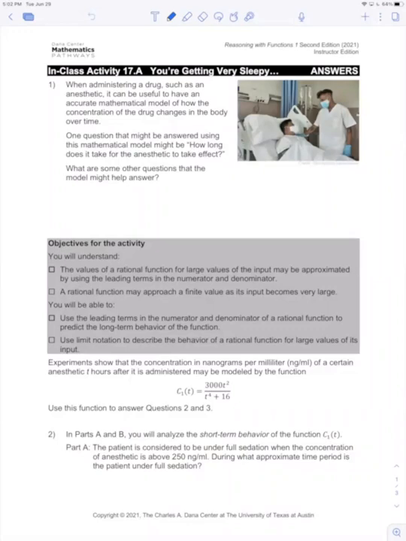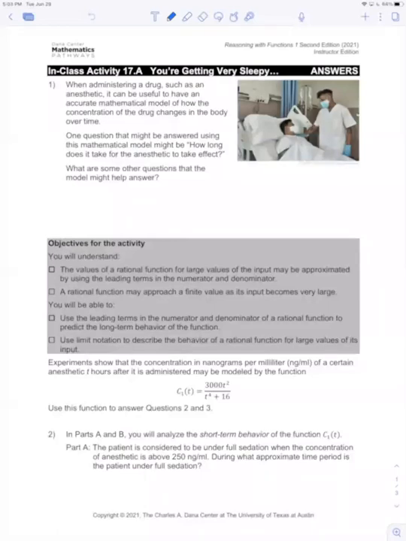Objectives for the activity. You will understand the values of a rational function for large values of the input may be approximated by using the leading terms in the numerator and denominator. A rational function may approach a finite value as its input becomes very large. You will be able to use the leading terms in the numerator and denominator of a rational function to predict the long-term behavior of the function. Use limit notation to describe the behavior of a rational function for large values of its input.